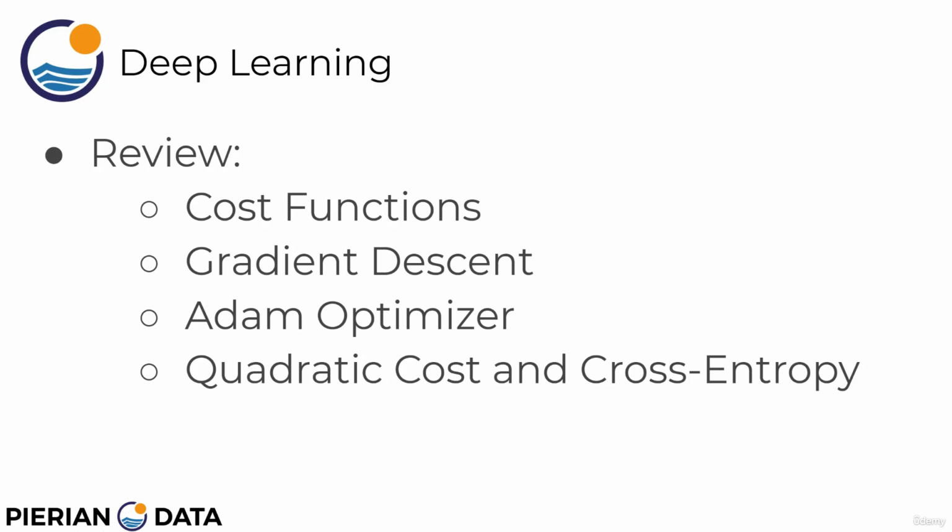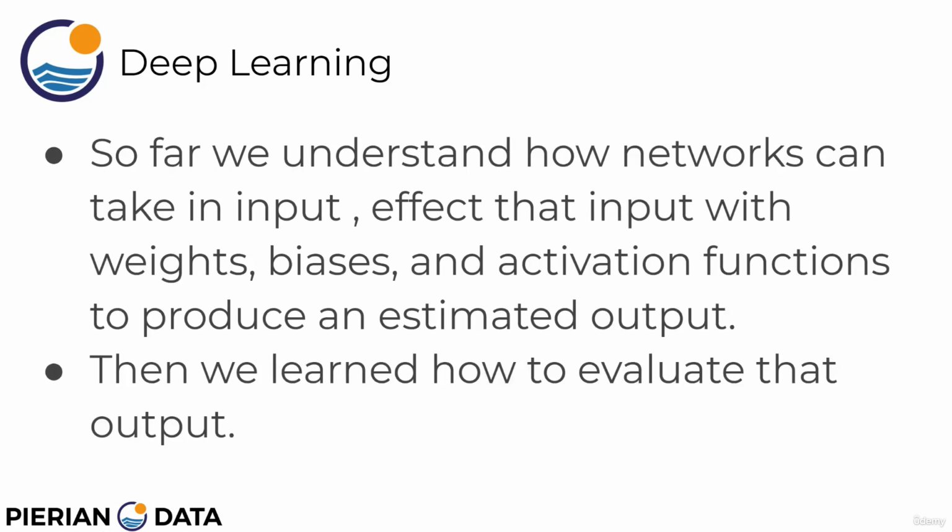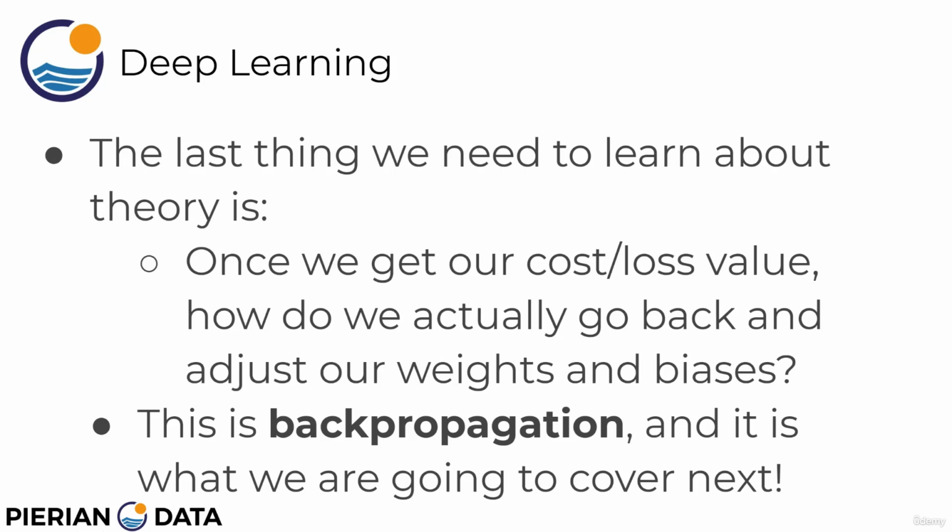As a quick review, we talked about cost functions, gradient descent, the fact that there are different optimizers like the Adam optimizer, and we also talked about quadratic cost and cross entropy. So far, we understand how networks take an input, affect that input with weights, biases and activation functions to produce an estimated output. Then we learned how to evaluate that output against the true labels. The last thing we need to do in our theory discussions is answer the following question. Once we get that cost or loss value, we understand how far off we are, but we still haven't talked about how we go back and adjust all those weights and biases. That's still kind of a magical thing.